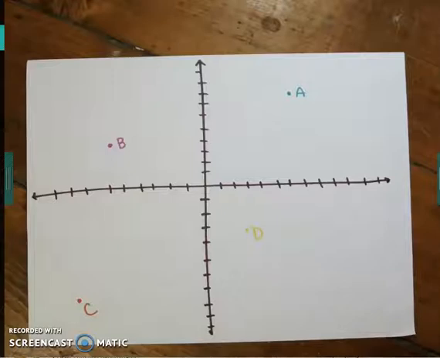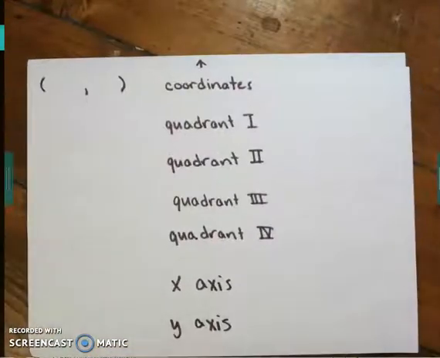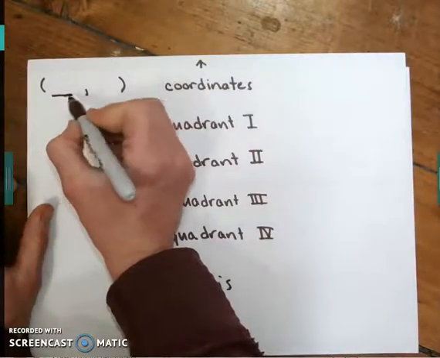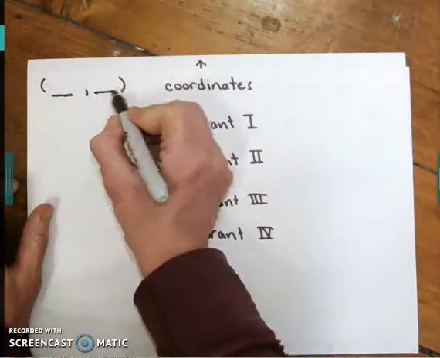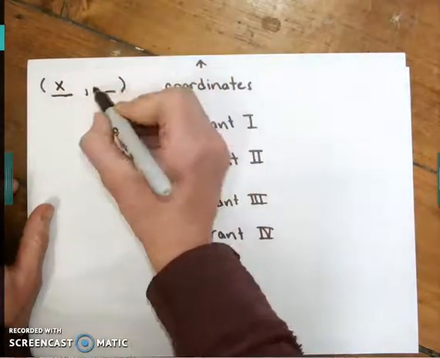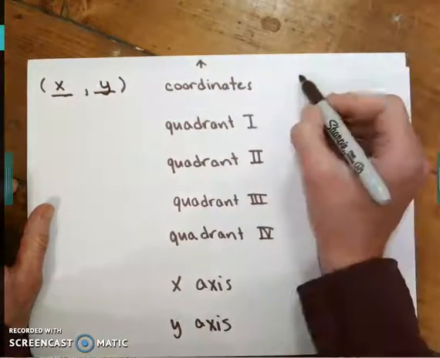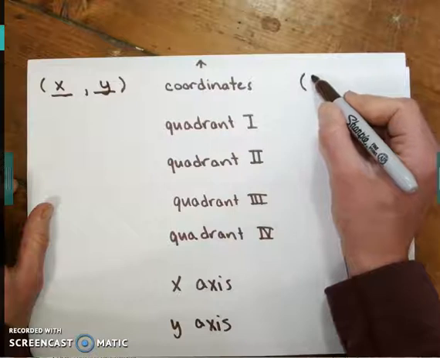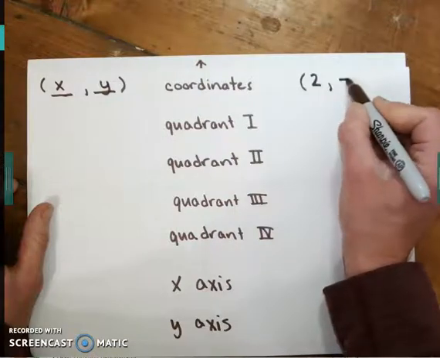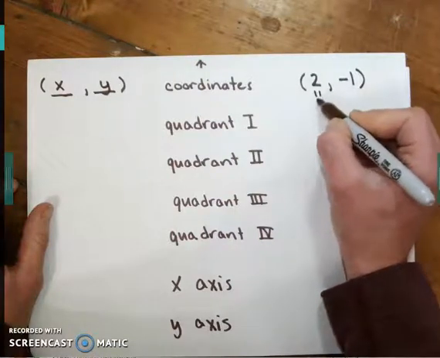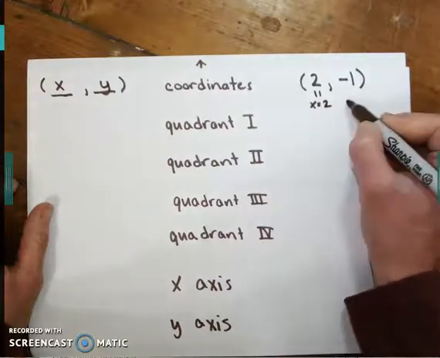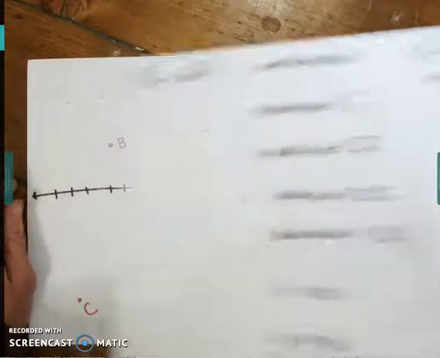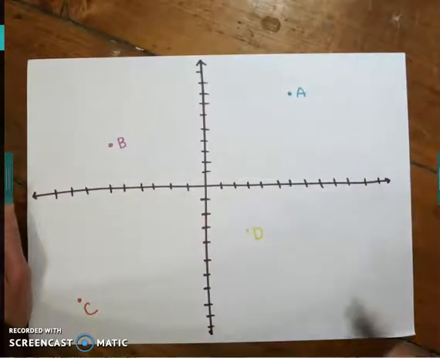So the first thing I want you to know is the word coordinates refer to two numbers, where the first one is known as the x and the second one is known as the y. An example of a set of coordinates might be 2 and -1. And this means that x equals 2, and this means that y equals -1. But what's important is that they relate to this picture.